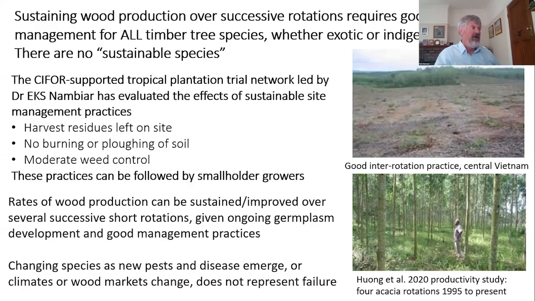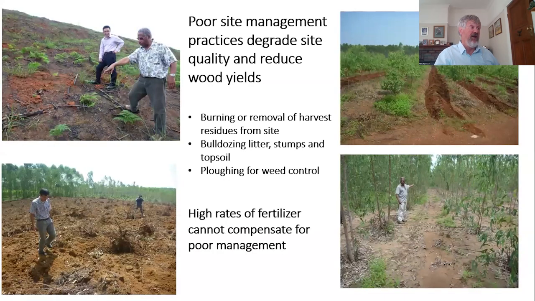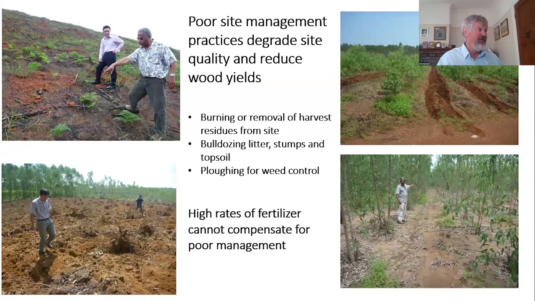Next slide just shows the converse, unsustainable practices. And here's Dr. Nambiar gesturing at burning on a steep slope with loss of nutrients and carbon down slope, or people think they can control weeds by ploughing the interrows, which is the very worst thing you can do because you don't get rid of the weeds and you cripple the tree roots, or you dig up the stumps after a rotation. These will definitely lead to declining yields, whether the species you're growing is exotic or indigenous. Okay, next slide.